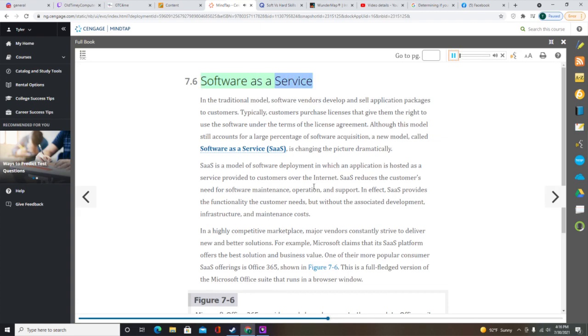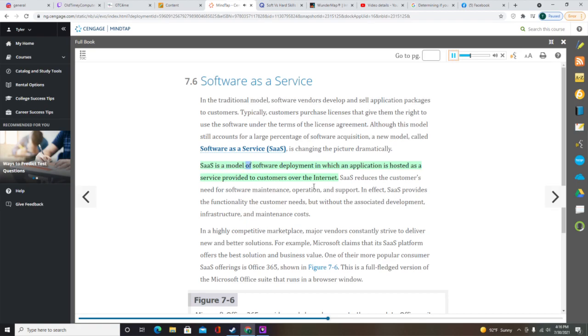Software as a service. In the traditional model, software vendors develop and sell application packages to customers. Typically, customers purchase licenses that give them the right to use the software under the terms of the license agreement. Although this model still accounts for a large percentage of software acquisition, a new model, called Software as a Service (SaaS), is changing the picture dramatically.